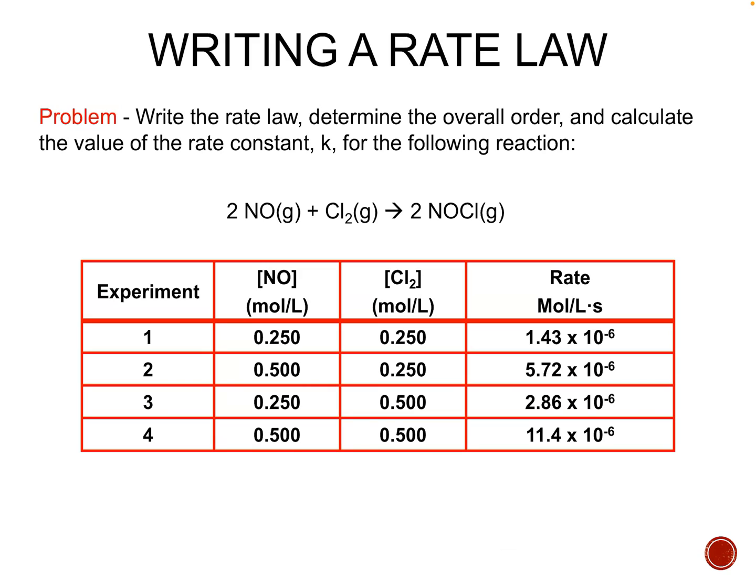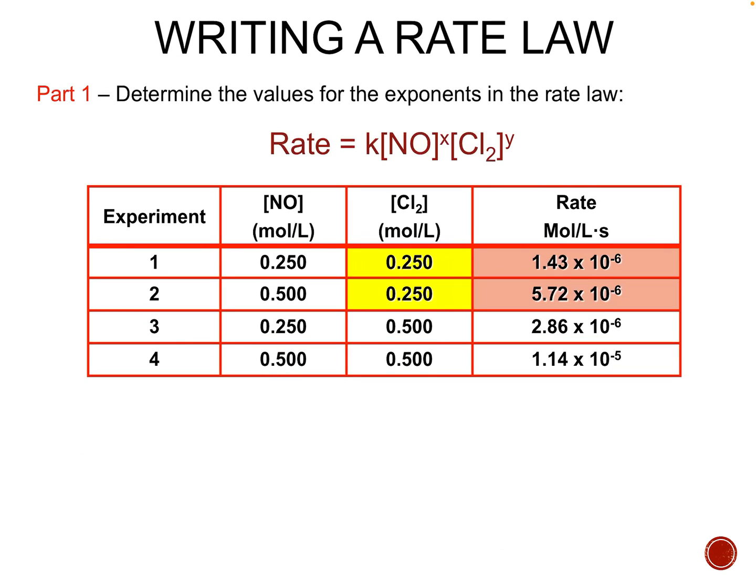So here's our experiments. In our first one, we put in some nitrogen monoxide, we put in some chlorine, and we had our reaction rate. We did this a couple different times, and we changed up how much of each one we added. In the next one, we doubled our amount of nitrogen monoxide. We kept chlorine the same to see what that did to the rate, and so on and so forth. So we used a bunch of different combinations of these molarities to see how it impacted the rate.